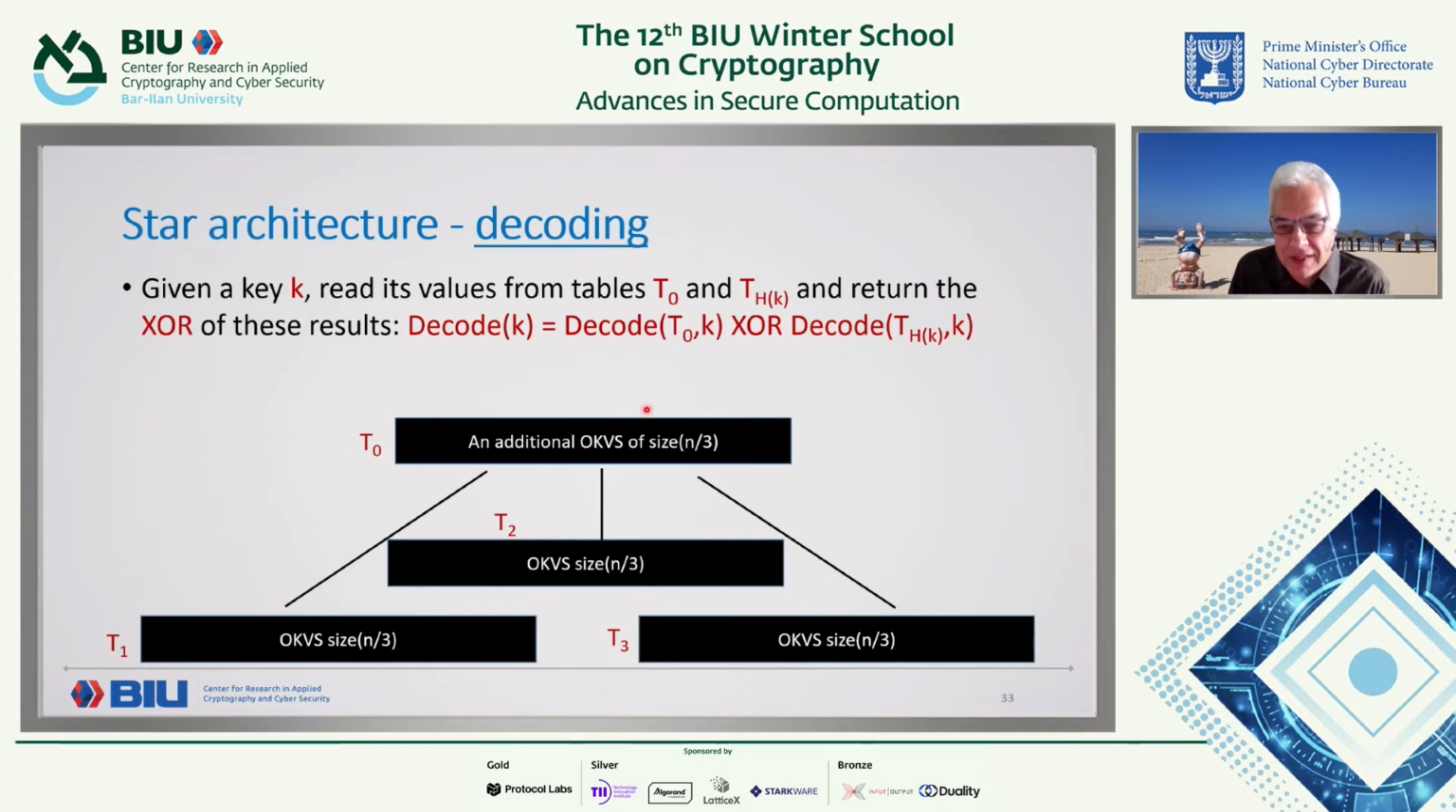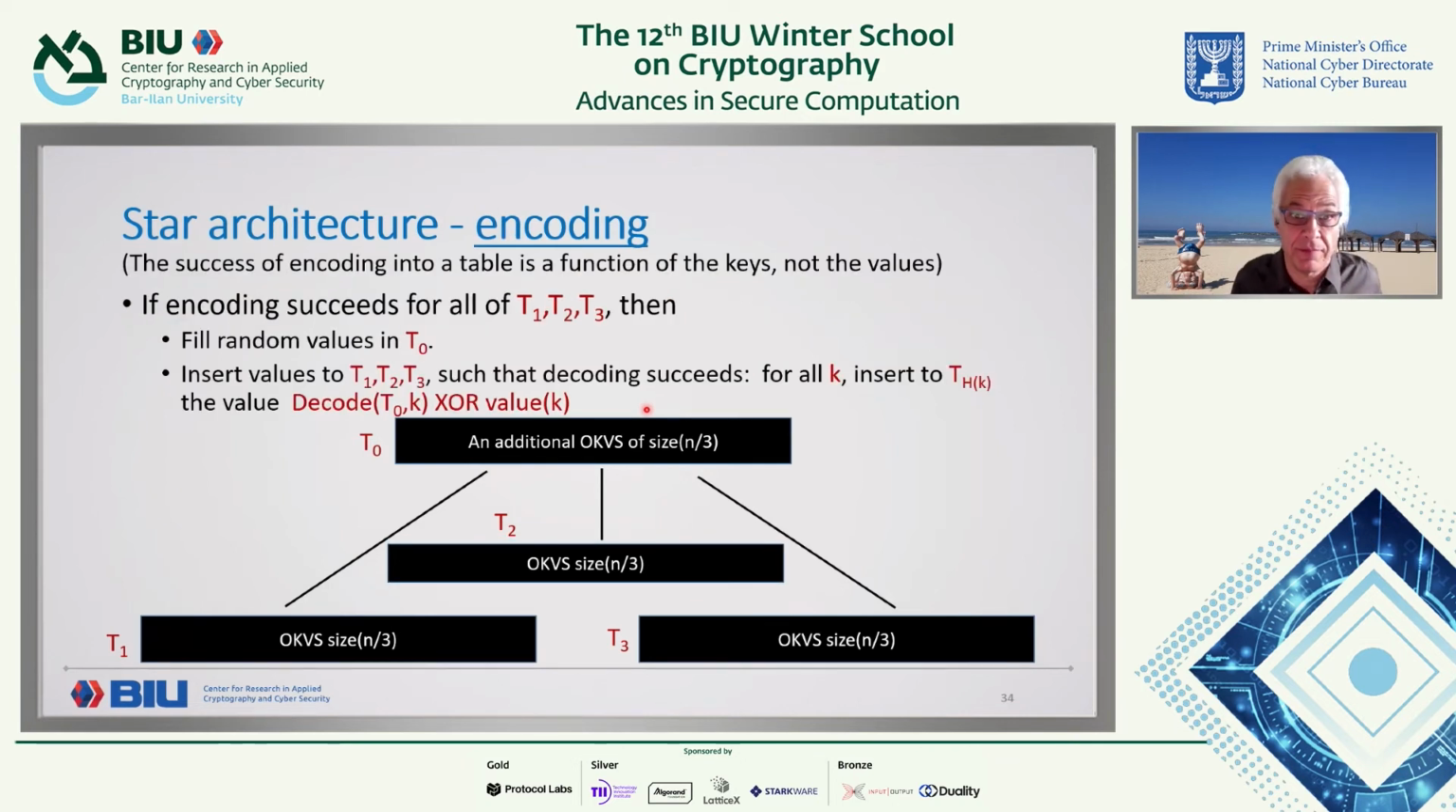The question is how we put items there so that things work. So here's the encoding. Now note that I'm talking about mapping a set of n over 3 keys to a table.